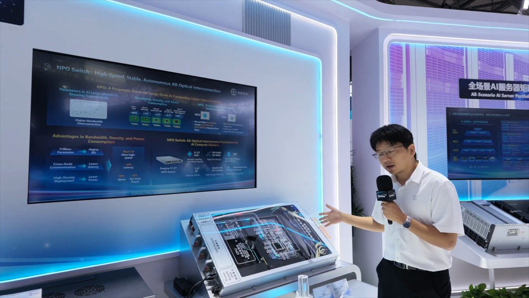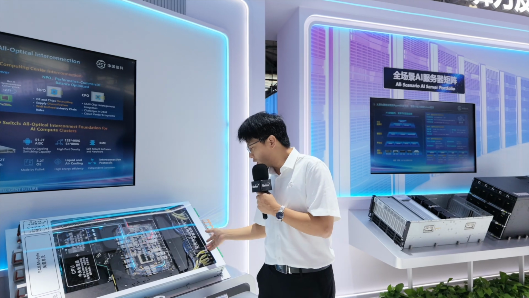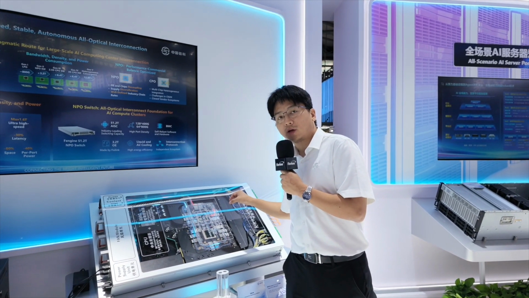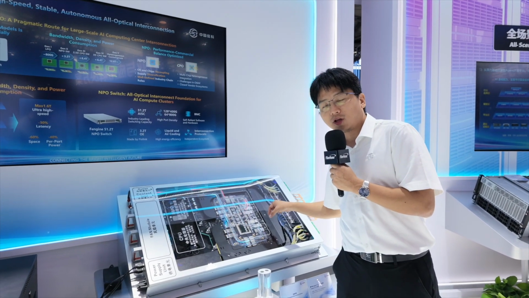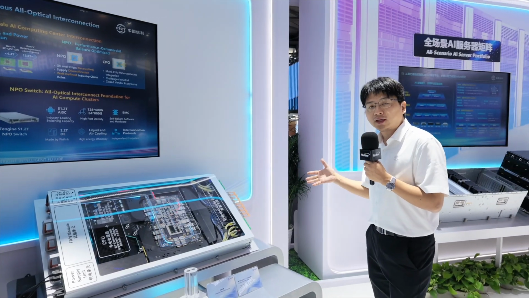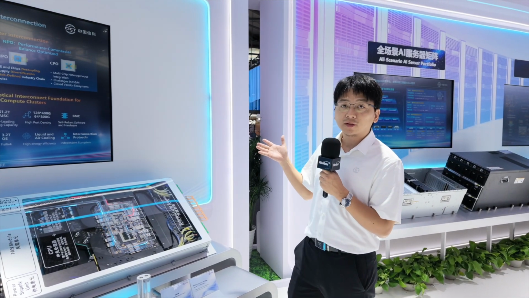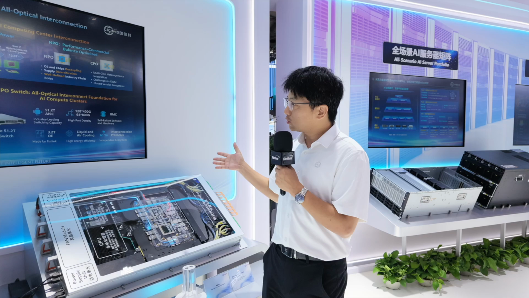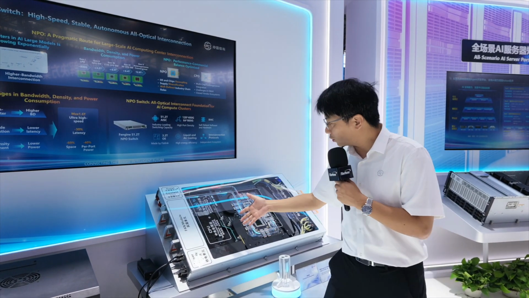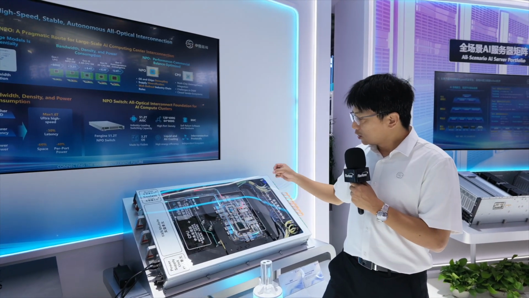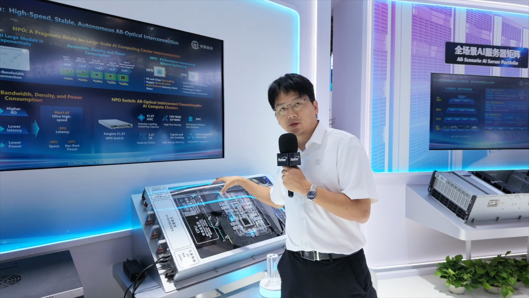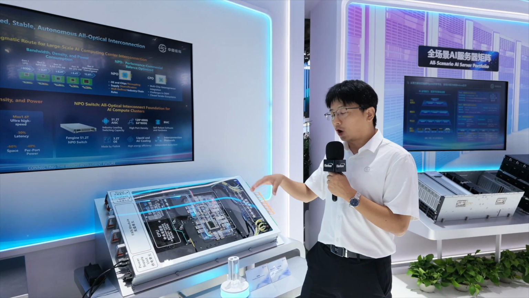So the main core devices in here are right here. The core device here is the OE optical engine. The speed of this OE is 1.6 terabits. And now we're going to introduce our main CPU right here. The CPU and BMC board is trying to control the whole device.